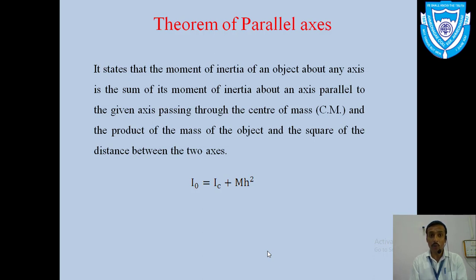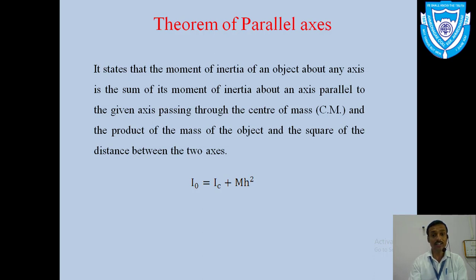Now, how to remember the statement? The mathematical form is very easy. IO is equal to IC plus mh square. What is IO, what is IC, what is m and what is h?